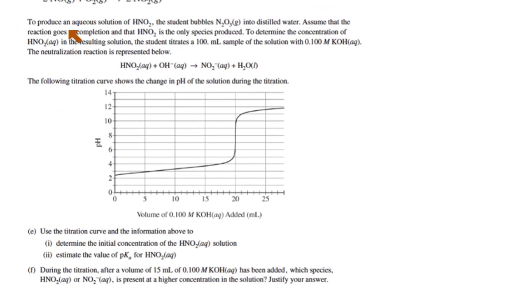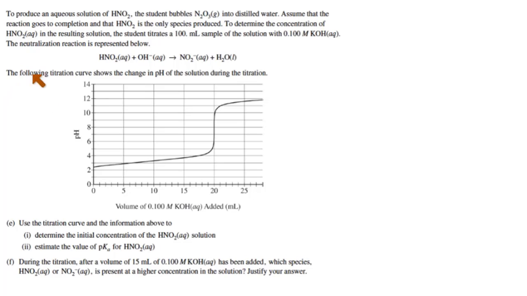Last little bit. To produce an aqueous solution of HNO2, the student bubbles N2O3 into distilled water. Assume that the reaction goes to completion and that HNO2 is the only species produced. Determine the concentration of HNO2 aqueous in the resulting solution. To determine the concentration, the student titrates a 100 milliliter sample of the solution with 0.1 molar KOH. So the following titration is here below.